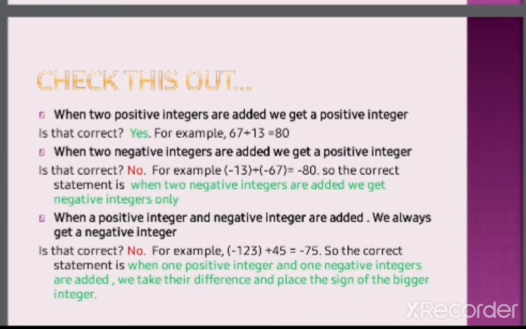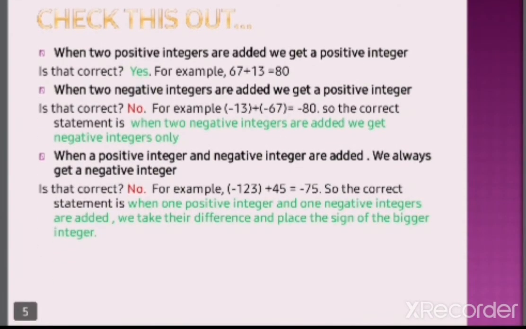The next one: when two negative integers are added, we get a positive integer. Is that correct? Let me check. For example, two negative integers, minus 13 minus 67 equals minus 80. So we get the answer minus 80, isn't it? So the correct statement is, when two negative integers are added, we get a negative integer only, because we already know the addition rule. When the numbers have the same sign, we add them and put the same sign.